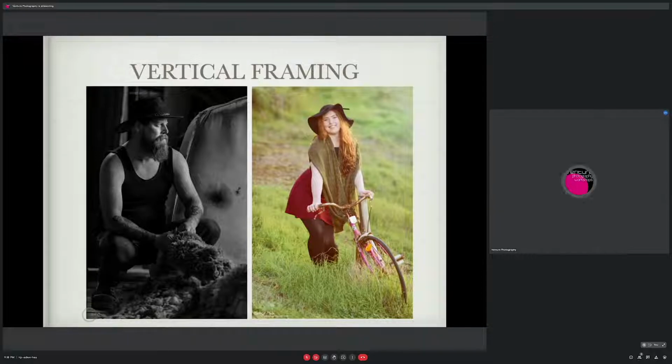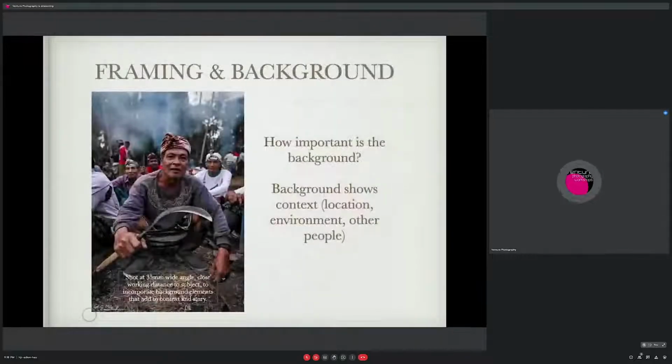In both of these, it's about having their faces at the top and not much happening at the bottom, so that our attention comes from their faces, comes down to see where they're at, and moves back up to their faces again. When you're framing and background, you can work out how much background you need to actually show in the image. So this picture was taken in Bali again. It's shot at 35mm wide angle, quite close to the subject, to incorporate the background elements to add to the context of the story. A little bit of an environmental portrait over here.